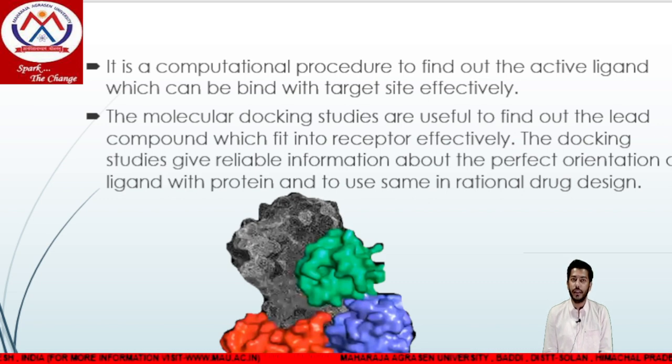drug discovery. In this, what we will do is a computational procedure in which we find the active ligand, which comes under the sitemap method of docking. Then molecular docking studies are useful to find the lead compound which will fit into the receptor effectively. Docking studies give reliable information about the perfect orientation of the ligand with the protein, and this is used in rational drug design.